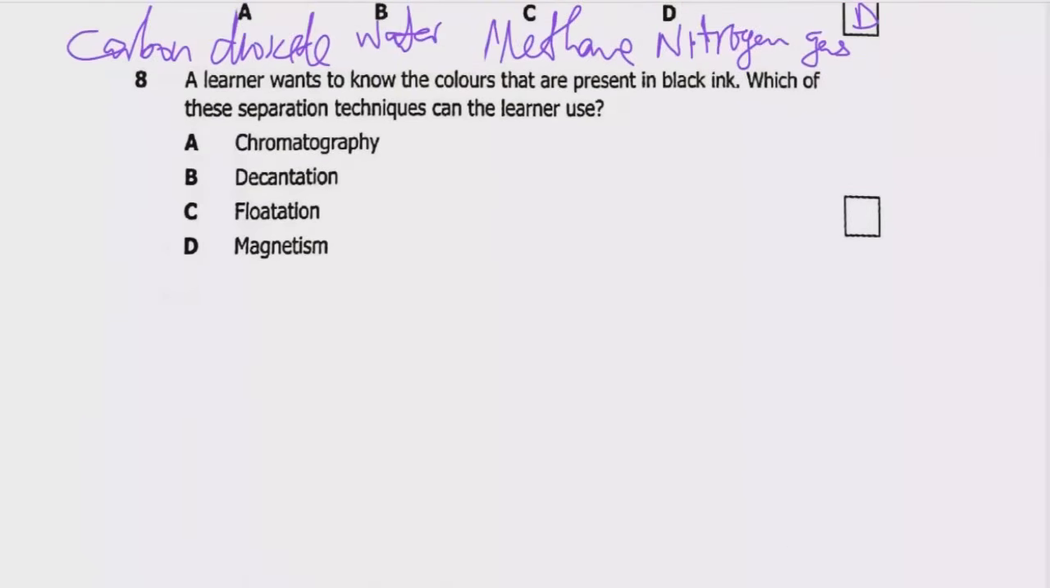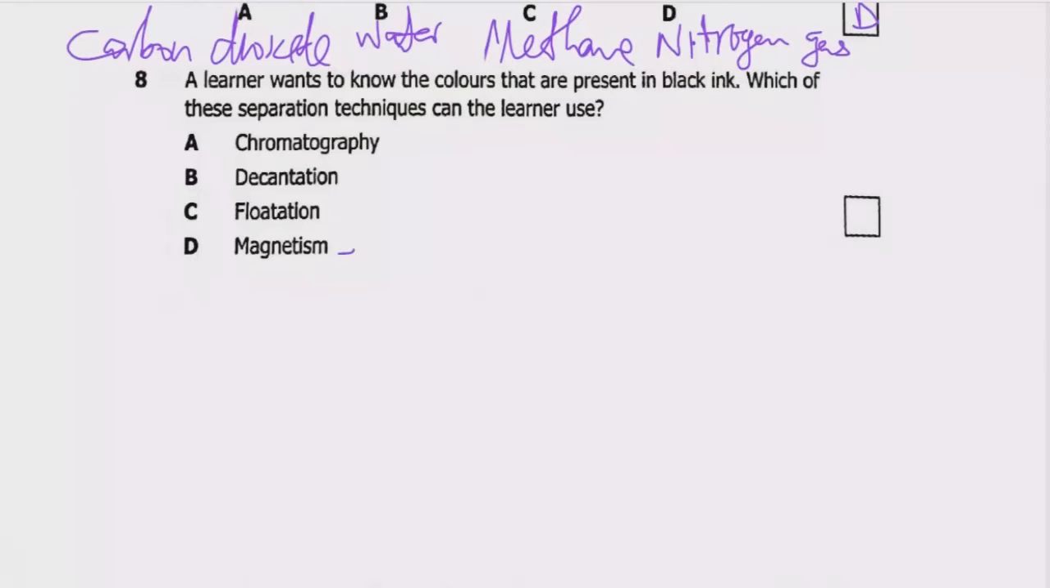We come to question 8, which is: a learner wants to know the colors that are present in black ink. Which of these separation techniques can the learner use? Okay, so let's start with A, which is chromatography, B, decantation, C, flotation, D, magnetism. Let's start with D, magnetism. This is the method used to separate non-magnetic materials from magnetic materials.